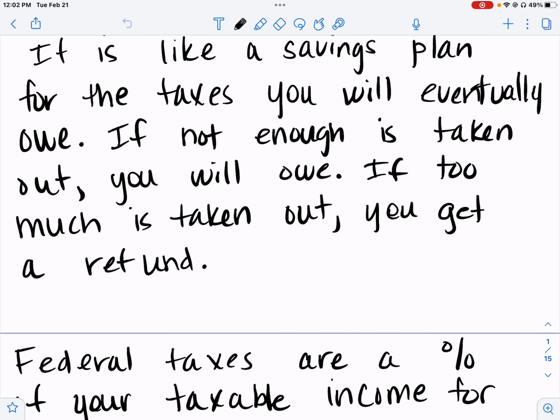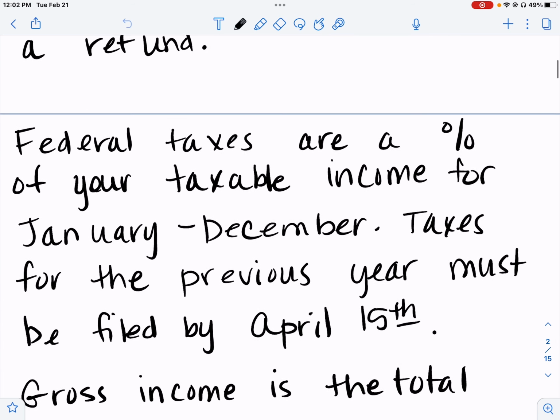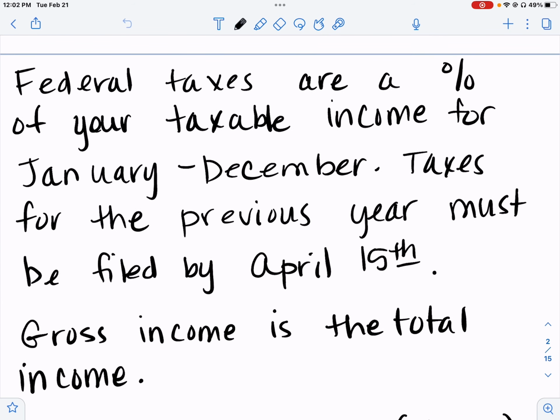So some people will talk about somebody getting a certain refund. That probably means they just had more taken out than they should. Federal taxes are a percent of your taxable income for January to December. Taxes for the previous year must be filed by April 15th.